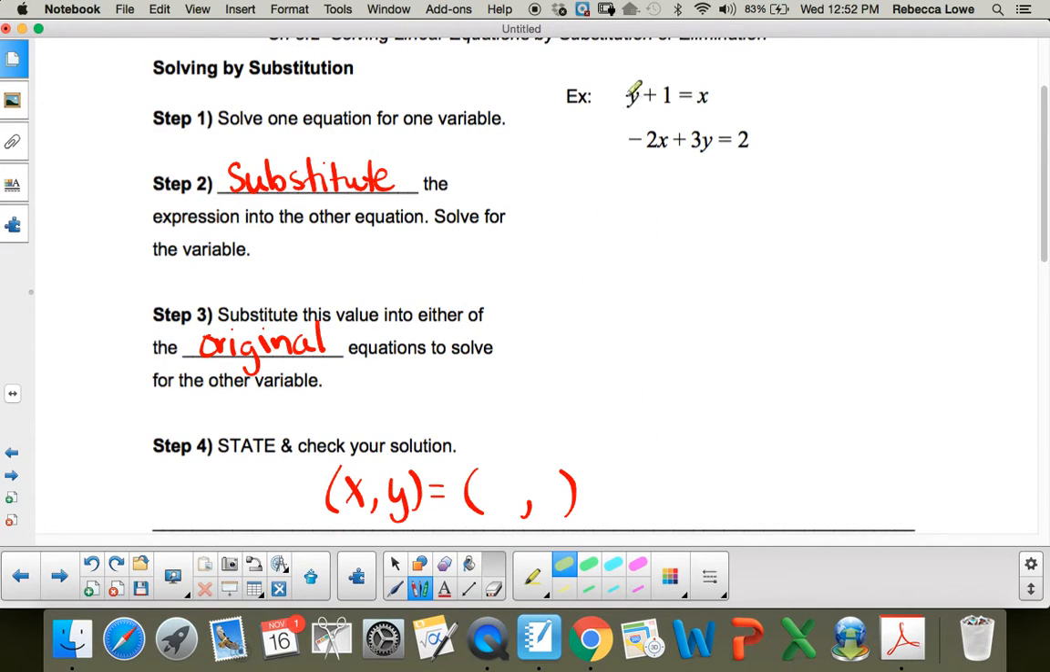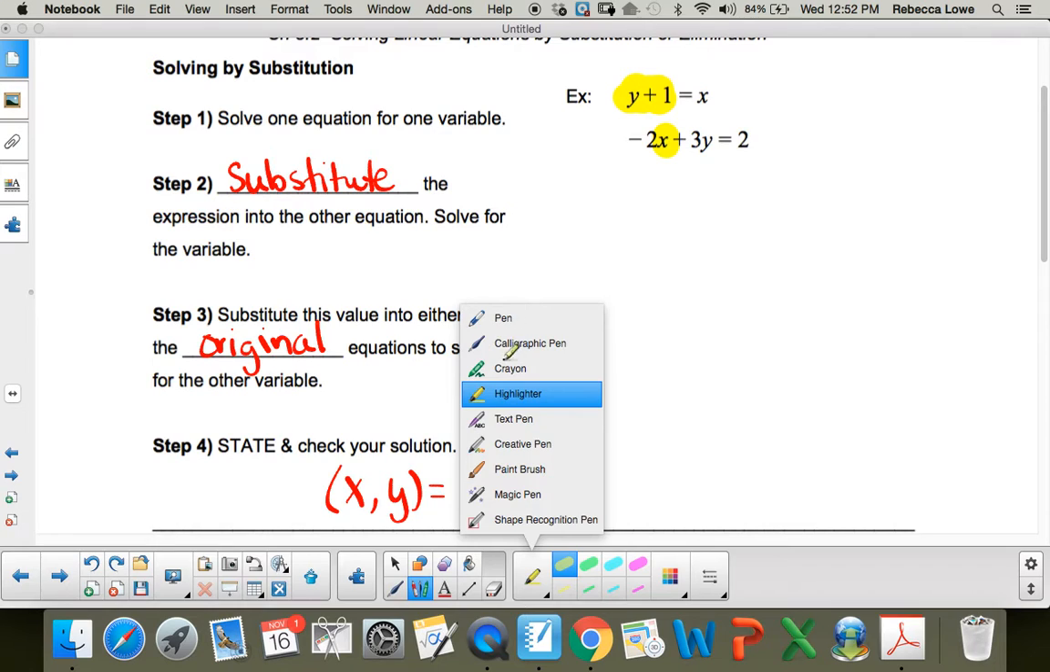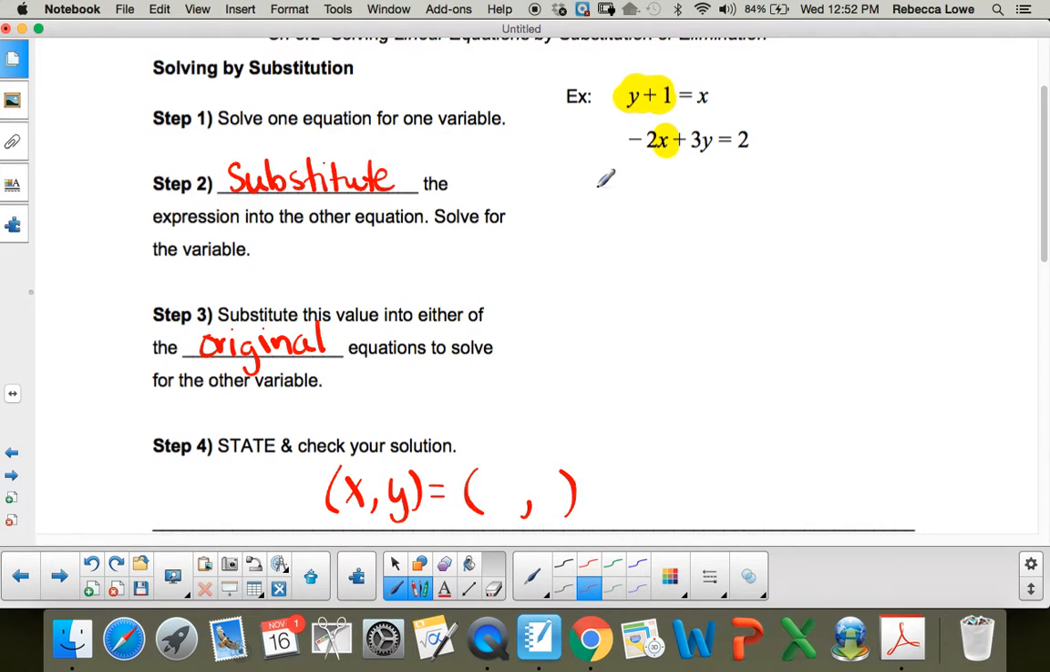And you can see in this instance that we already know what x equals. X is equal to y plus 1. That means in the second equation, I can substitute that x value for y plus 1. So I'm going to rewrite the second equation, negative 2, instead of the x, I'm going to leave a hole to plug in my y plus 1. And then I'm going to actually solve for y.